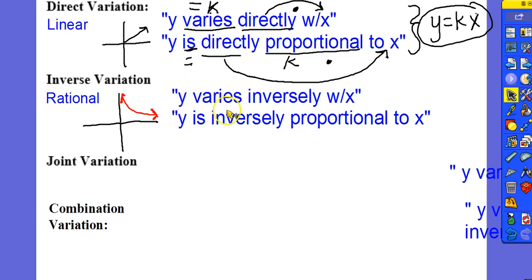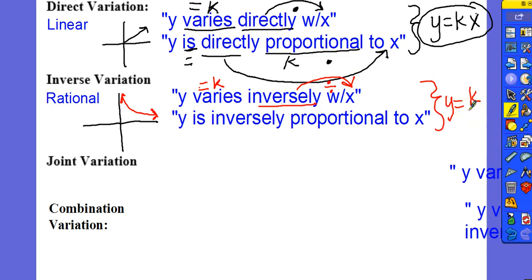Again, you have y varies. So varies means what? Equals. Okay, thank you. Inversely with x. Inversely means I'm going to do what? Divide. So let's write that. That's y equals k.